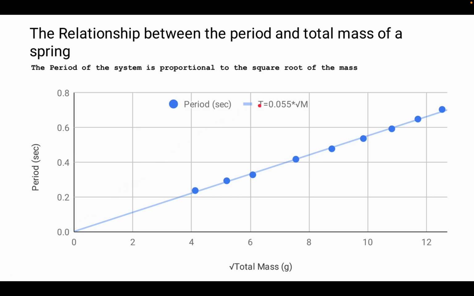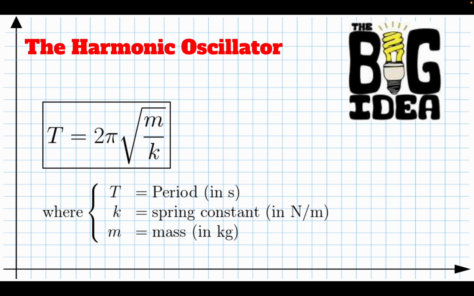And so we can conclude that the period of the system is proportional to the square root of the mass. Now, this is different from the pendulum. For the pendulum, we found that the period does not depend on the mass. But for this system, it definitely depends on the mass, and the period is proportional to the square root of the mass. So if we were to do some other experiments, we could probably tease out the rest of this, but here's the short story.